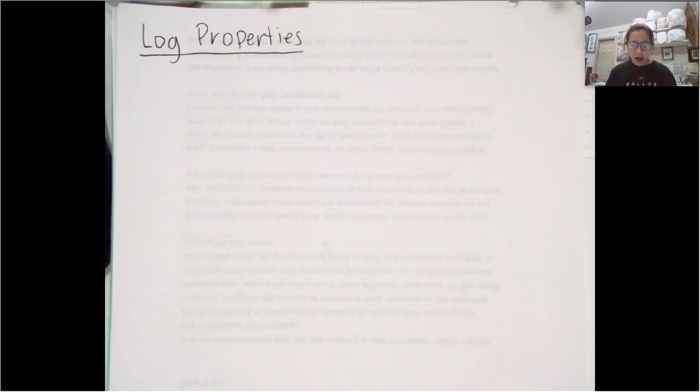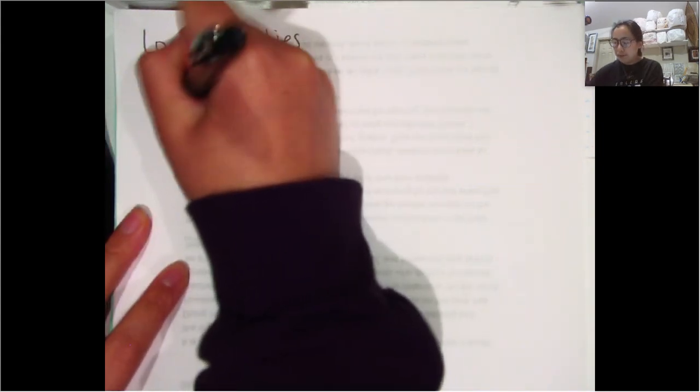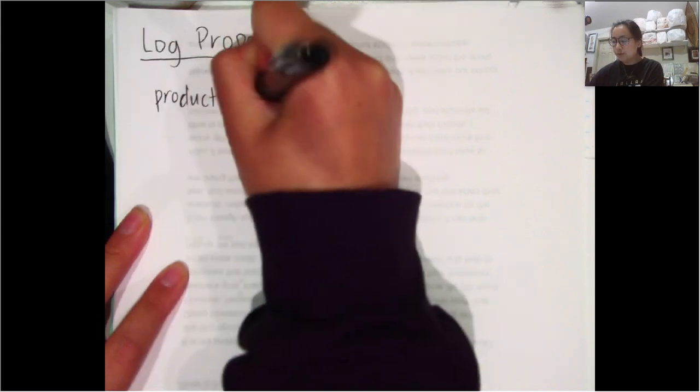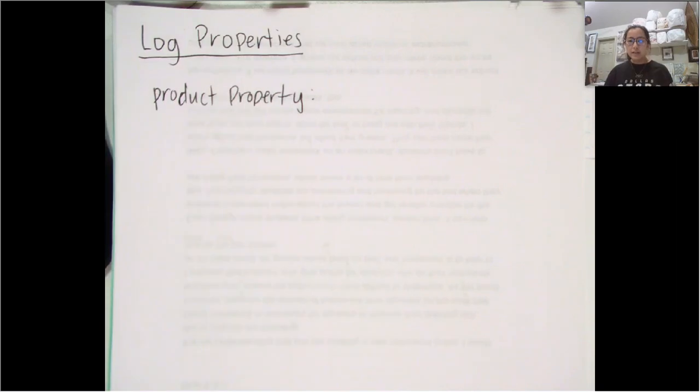Okay, so the first log property that we're going to be going over is called the product property. Product. So I don't know if you remember, but hopefully you do. Product means the result of when two things are being multiplied together. So obviously in this property, there's going to be some multiplication.